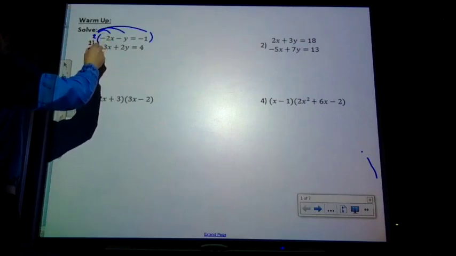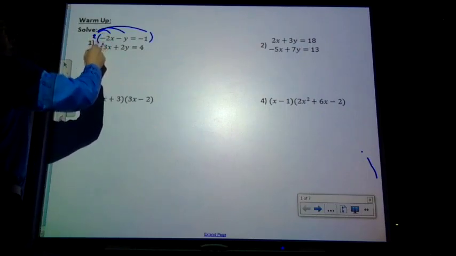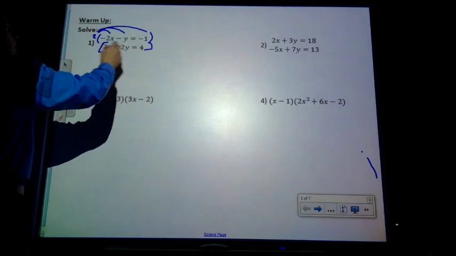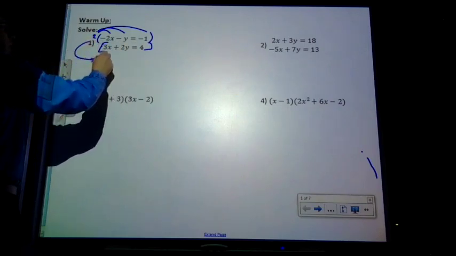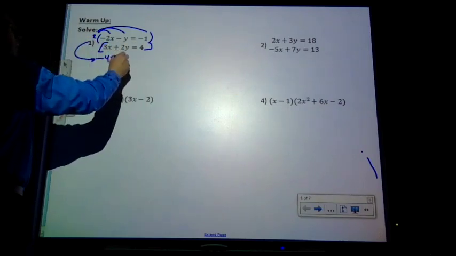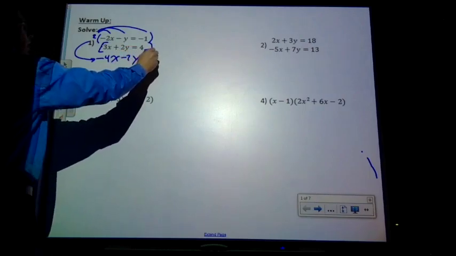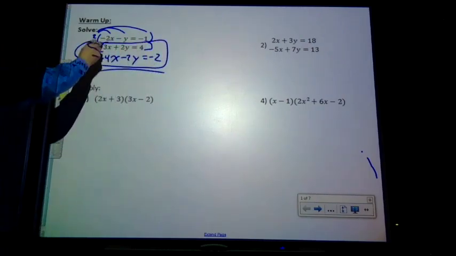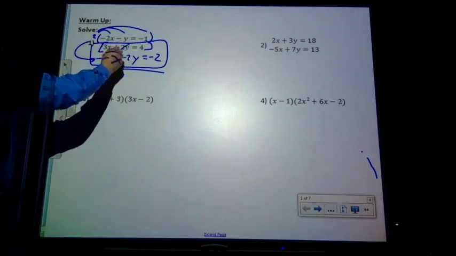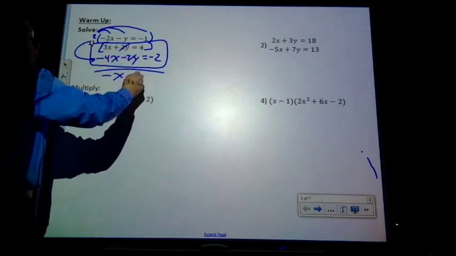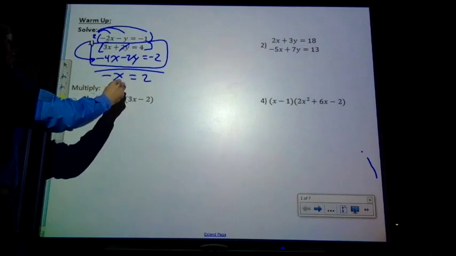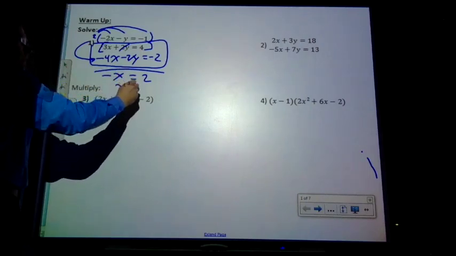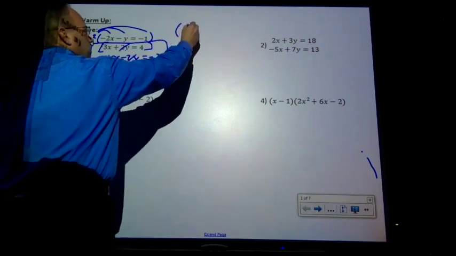That gives me... So this one's coming along for the ride, so this one's staying as is. So let's bring this one down, so I get negative 4x minus 2y equals negative 2. So I'm going to add those two together now. So that gives me negative x, those are gone, equals 2. So that gives me x is equal to negative 2. So my first answer is negative 2.